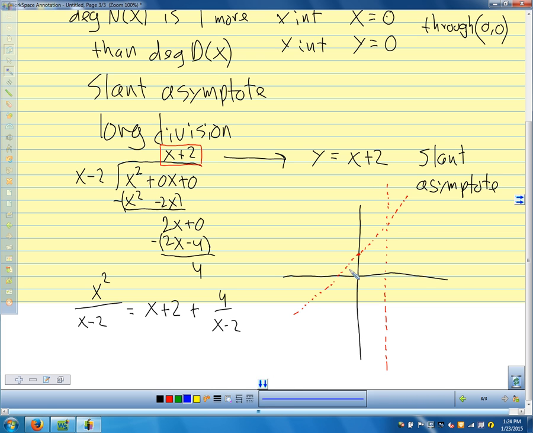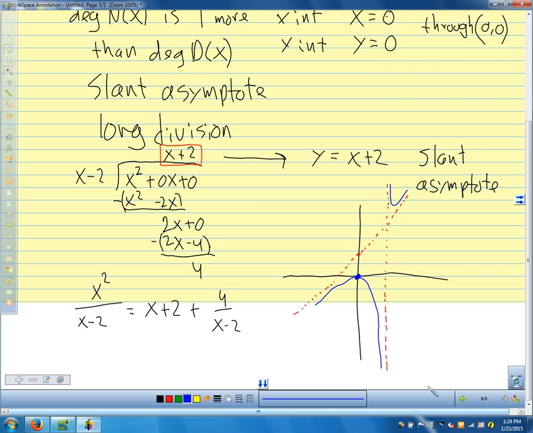We know the graph goes through 0, 0. And then to figure out the shape, we would have to plot some points. Plug in some numbers in here. And what we would see is the function does this, and the function does that. We would figure out that shape just by plugging in some points and plotting points. So our slant asymptote we find by long division. Whatever is left up here, y equals that, is our slant asymptote.